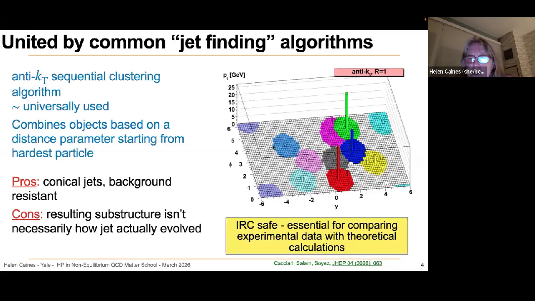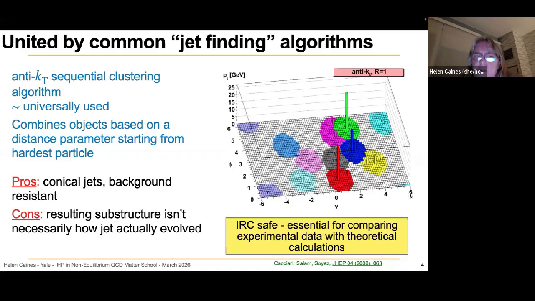The pro is, as you can see in this diagram here of running an anti-kT algorithm on a proton-proton collision, where we've unfolded it into phi and rapidity space, you get nice conical shaped jets, and the anti-kT algorithm is very background resistant. So especially in events with a large amount of pileup or in AA collisions where there's a large background, you get hopefully mostly the energy of the parton and very little of the rest of the event.